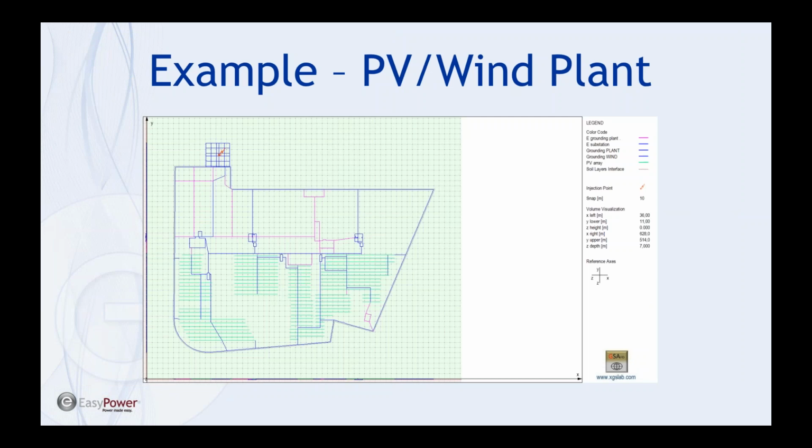Another example to show something slightly more complicated is for a PV/wind plant. Up in the top left corner, you can see where the fault is applied at probably the project substation, and then throughout the model, you can see the pink and the blue and the green conductors represent different grounding conductors connecting to different things throughout the site. And this is quite a large site, so in this case, we're likely to see ground potential rise differences throughout the site due to the impedance of the conductors.